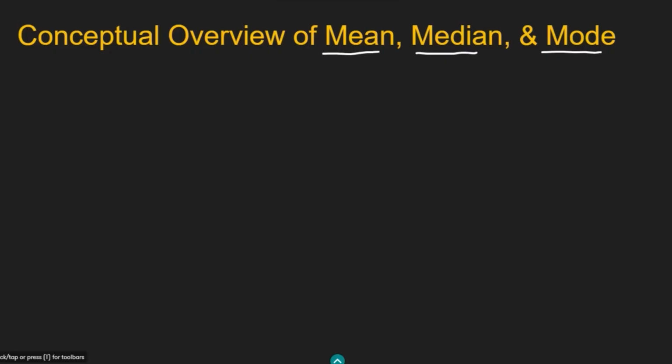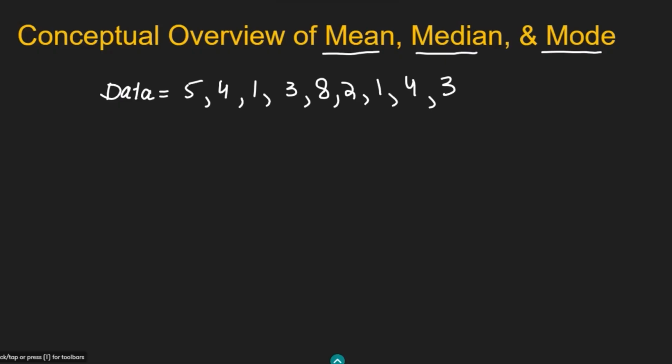Okay, and what is the need of calculating the mean, median and mode of data? Suppose we have data and in that data we have certain points: 5, 4, 1, 3, 8, 2, 1, 4 and 3. On the basis of this data we have to find the statistical analysis, and in order to analyze it statistically we have three quantities which are mean, median and mode. So what is basically the mean?